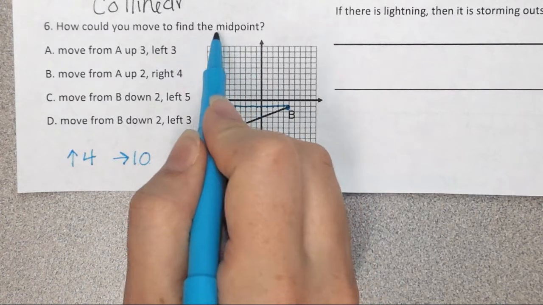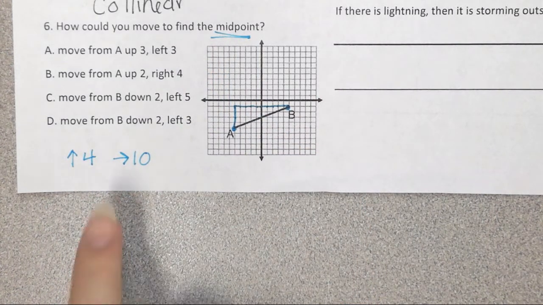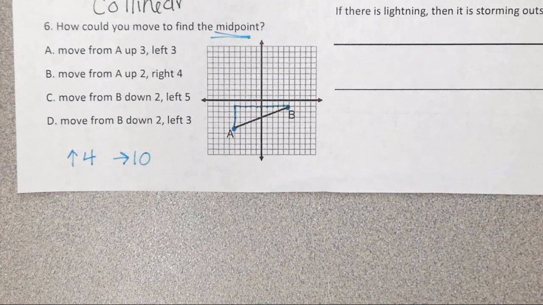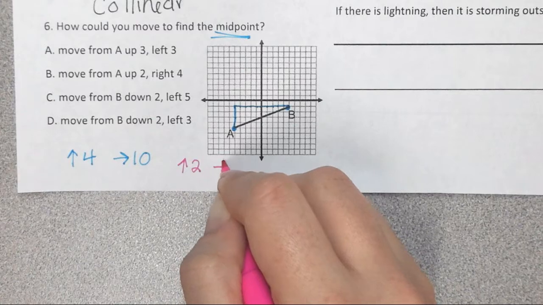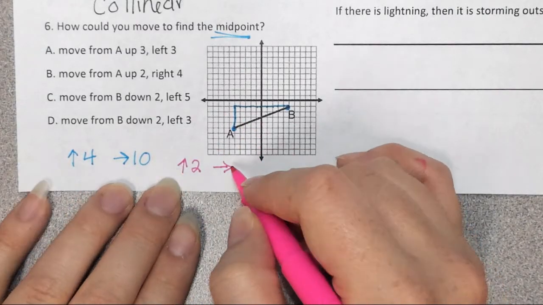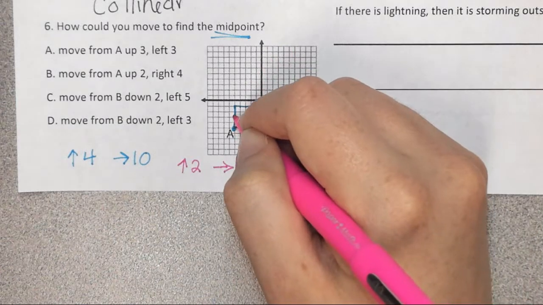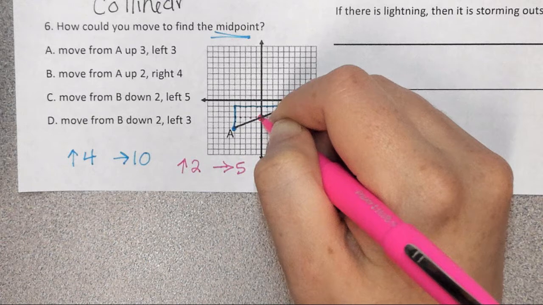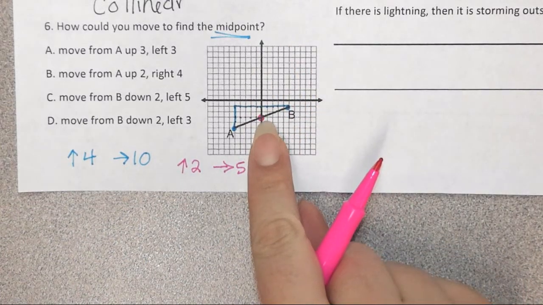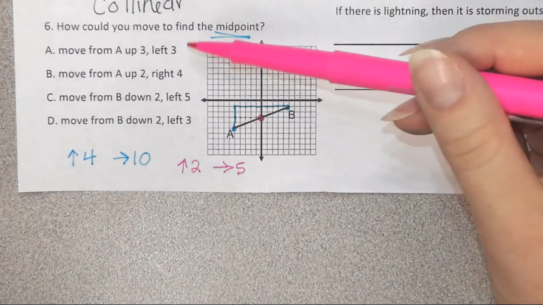Now if you want to find the midpoint, you need to halve these. So instead of going up 4, we're going to go up 2. And instead of going over 10, we're going to go over by 5. So 1, 2, and 1, 2, 3, 4, 5. There's my midpoint.